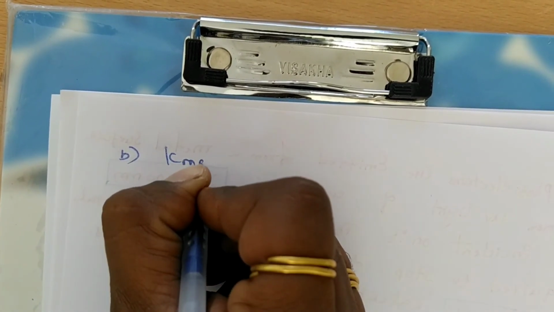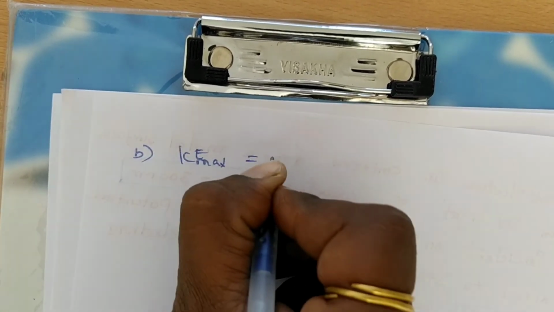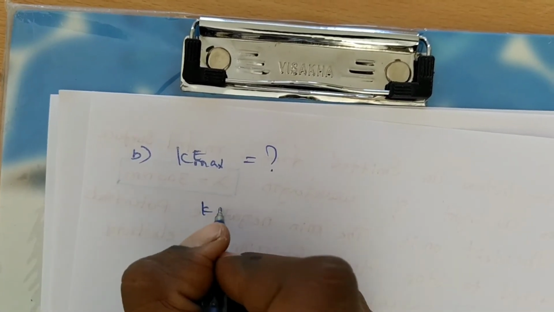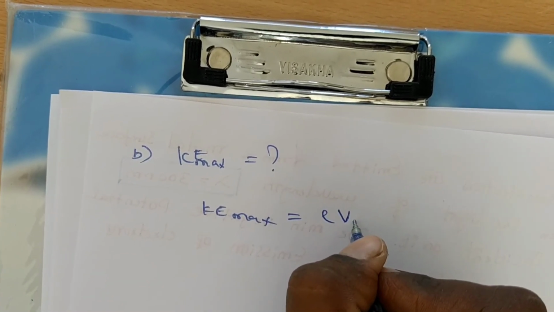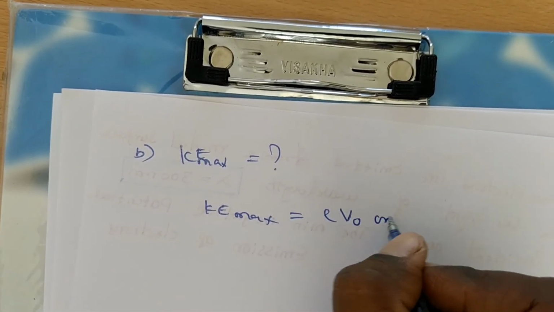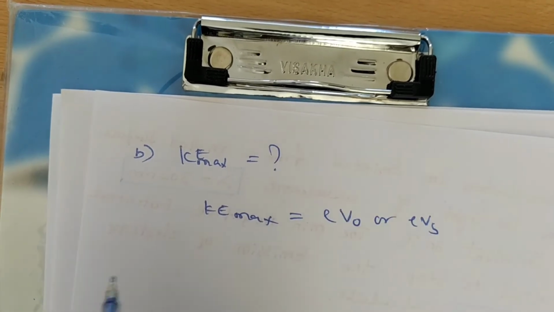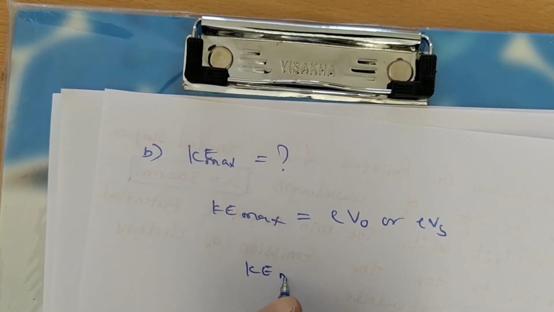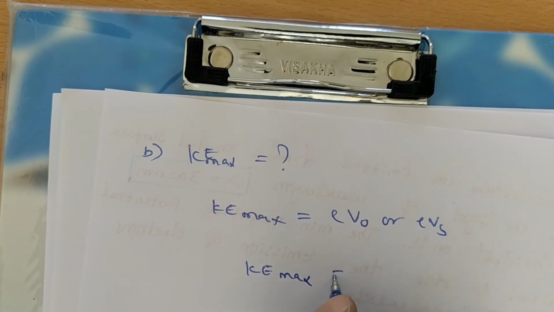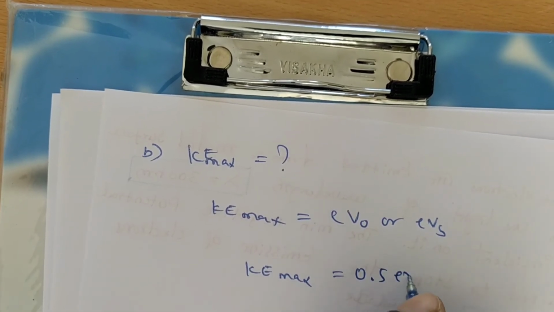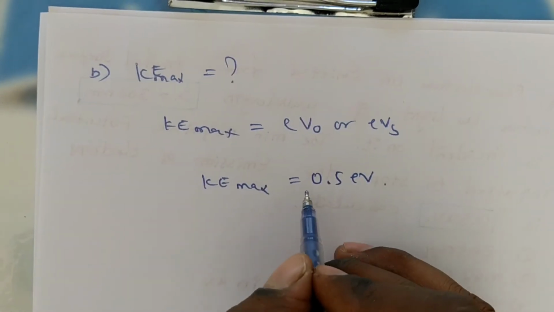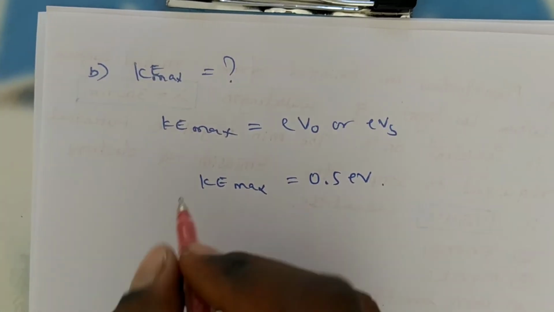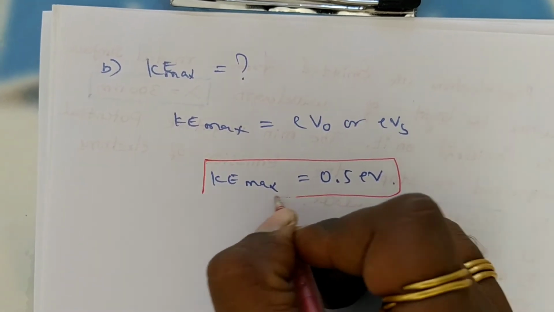Kinetic energy maximum is equal to question mark. Kinetic energy maximum is equal to e into V naught, or Vs, or eVs. Kinetic energy maximum, they have already given, 0.54 electron volt. Already this one is converted in terms of electron volt.